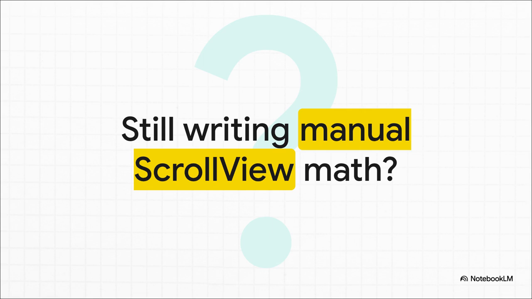Are you still writing manual ScrollView math? Because man, we all know the absolute pain of building UIs without a native CSS flow. Keeping track of vertical Y coordinates, manually tweaking spacing, and having to recalculate your entire ScrollView height just because you added a single text field, it's the worst. You just end up with walls of boilerplate code cluttering up your project.